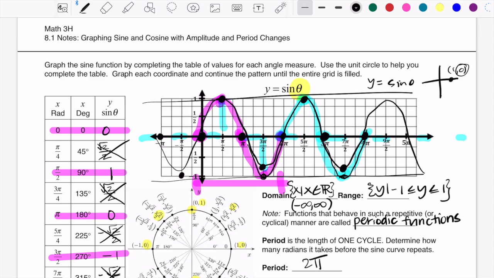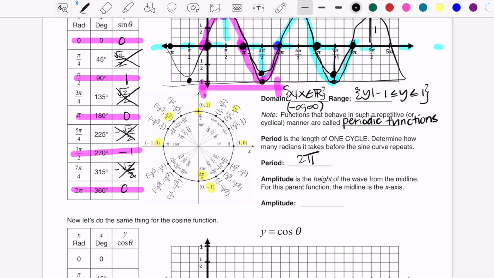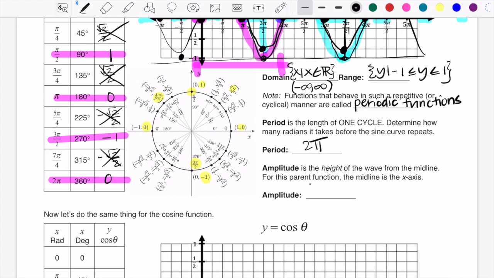Okay, amplitude is the height of the wave from the midline. For this parent function, the midline is the x-axis, so the amplitude is this distance, which is 1. The amplitude is always a positive number, so even though we go down to -1, the amplitude is an absolute value, so it's always positive. So the amplitude is the absolute value of 1, which is just 1.